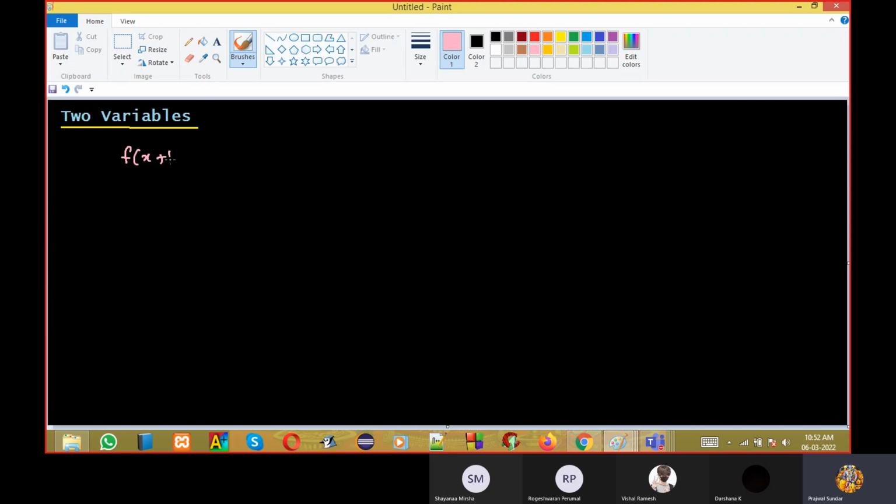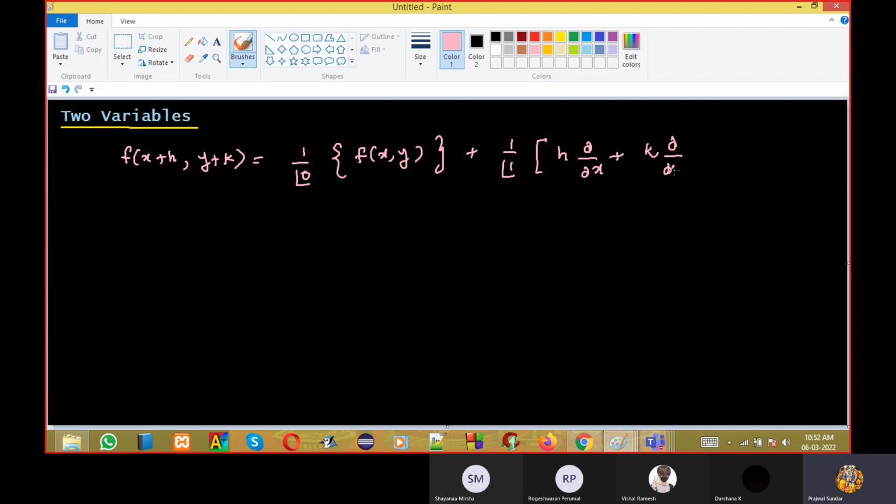F of x plus h comma y plus k. I'm writing it: first you will write f of x comma y by 0 factorial, I'll keep the factorial outside. It's not a problem, right? 1 by 0 factorial into f of x comma y, plus 1 by n factorial. Listen carefully to what I'm doing. I'm writing h into dou by dou x plus k into dou by dou y of f. I'm writing the formula for now, I'll explain everything, don't worry. Plus 1 by 2 factorial, h into dou by dou x plus k into dou by dou y whole square times f.